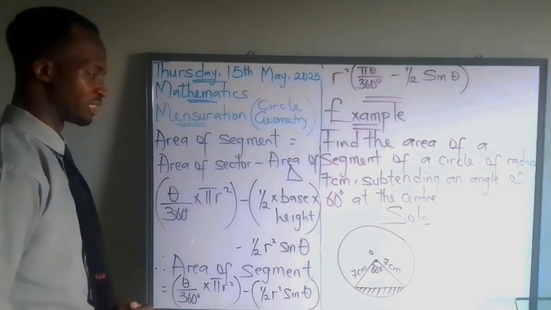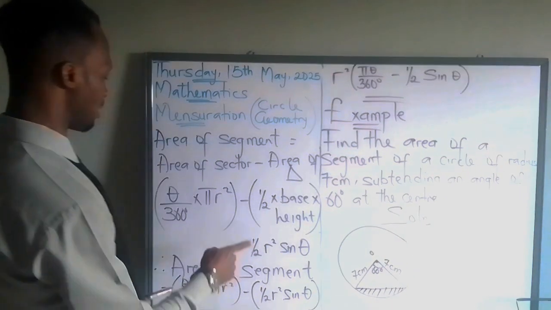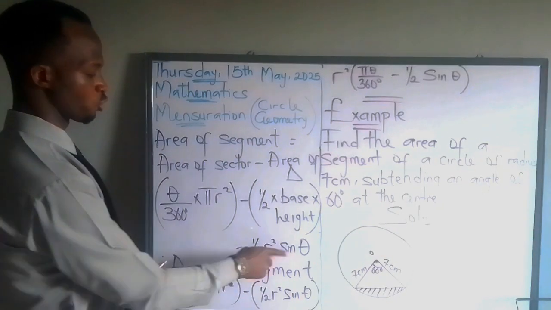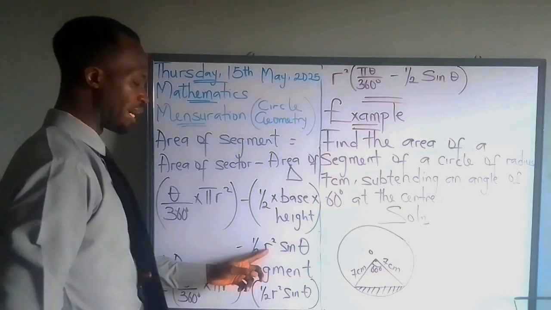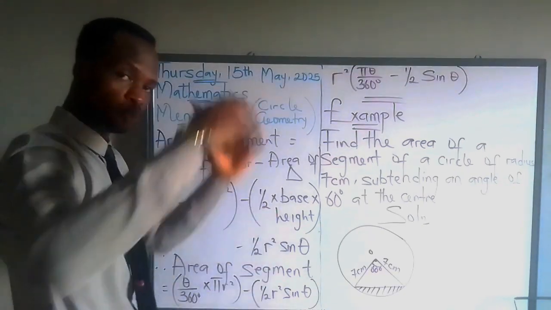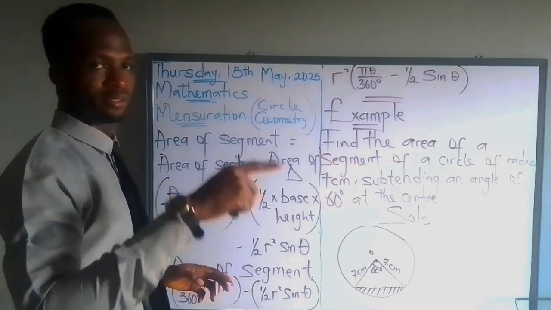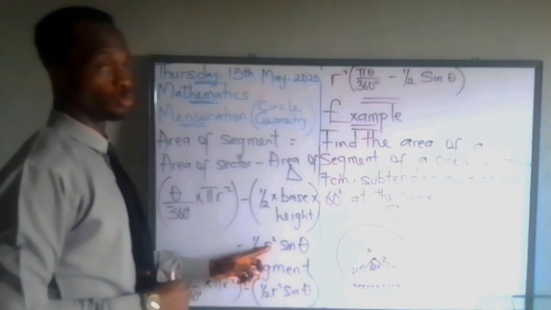Radius 7 centimeters. And let me say that in this triangle, the formula is half r squared sine theta. Now here r squared simply refers to the two sides that bind the angle subtended at the center, is what we have here.